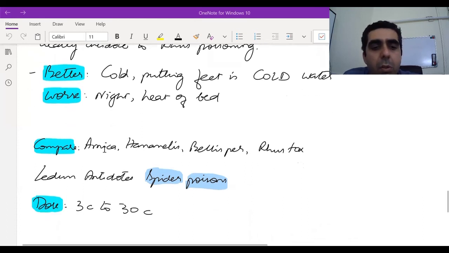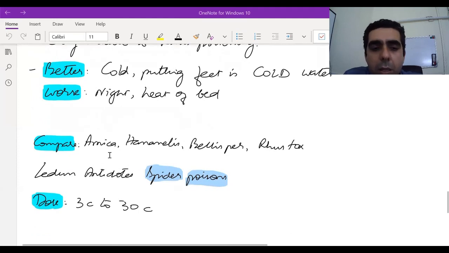Ledum also antidotes the stings of spiders. So it is a good remedy for antidoting spider poisons. It's mentioned in the text. And when you give ledum, you can begin from the lowest potency like 3C up to 30C. So this is a short description of ledum.